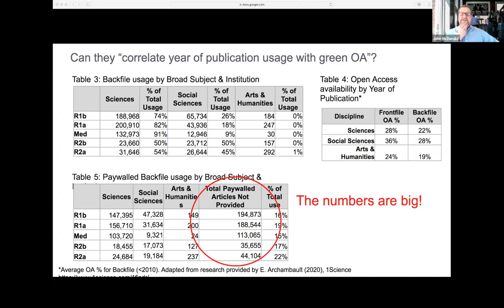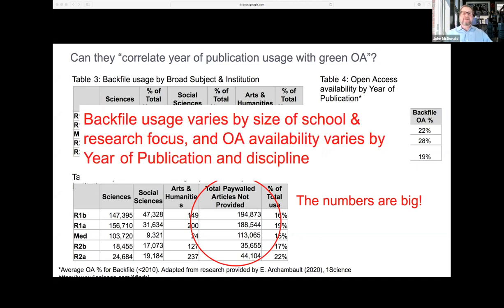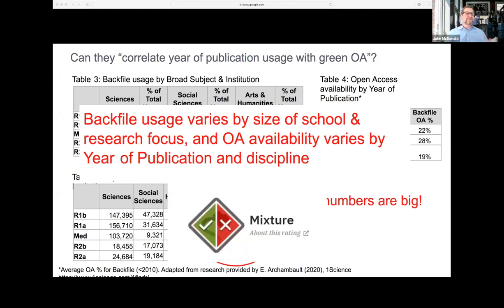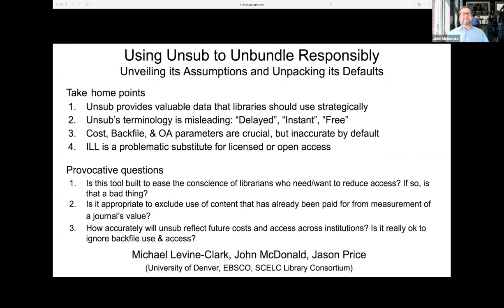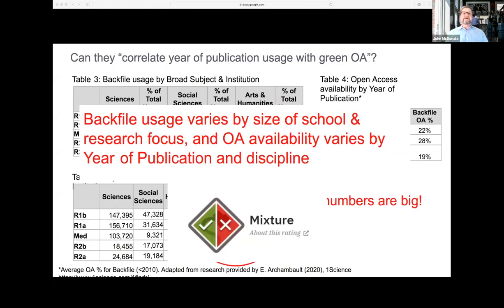So our determination on this one is that backfile usage does vary by size of school and research focus, and you have to layer on some percentage of OA availability by year of publication and discipline. So again, this is a mixture. You can correlate publication usage with green OA as well. That's possible, but you do need to apply it to your model.